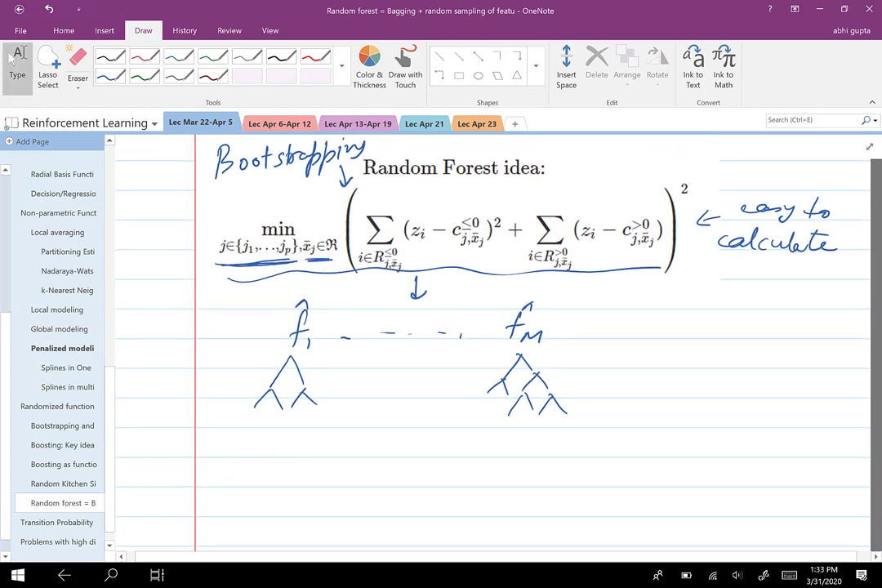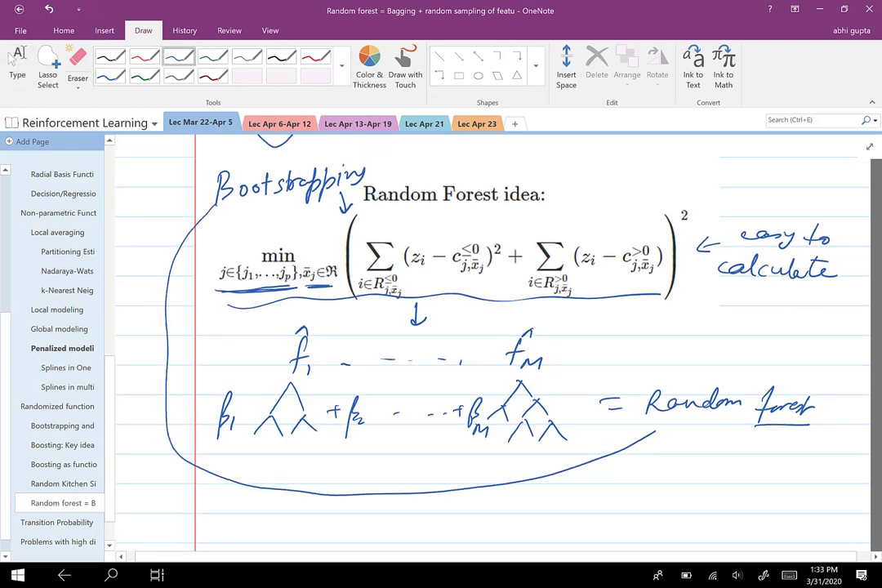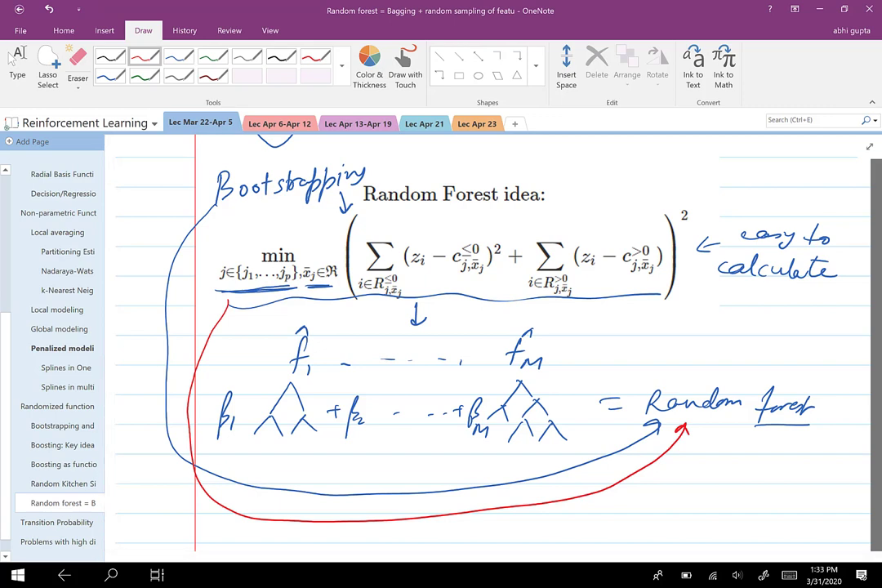Okay, and then you add, of course, beta 1, beta 2, up to beta capital M, times f hat m, and what you get is a random forest. A collection of trees is a forest, so that's why it's a forest. And by random, we mean that when you're doing bootstrapping, you are introducing randomness, and when you're selecting these coordinates, you are also introducing randomness among these trees. So that's why it's called random forest. That's another random function approximator which people have used in the past for regression.